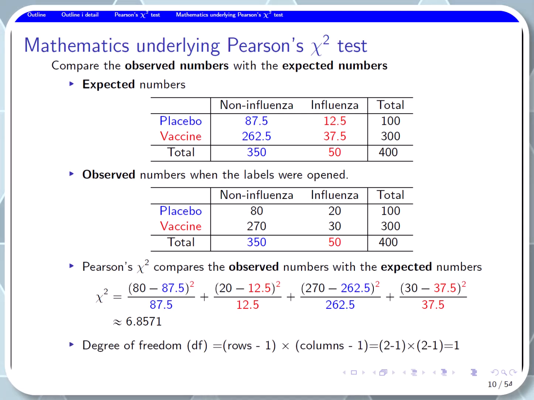6.8571. The degrees of freedom in a chi-square test is the number of rows minus 1 multiplied by the number of columns minus 1, equal to 1 in this particular example. Based on the chi-square statistic and degrees of freedom, we can find a p-value roughly equal to 0.00829, or roughly equal to 0.009. These slides illustrate the mathematics underlying Pearson's chi-square test.